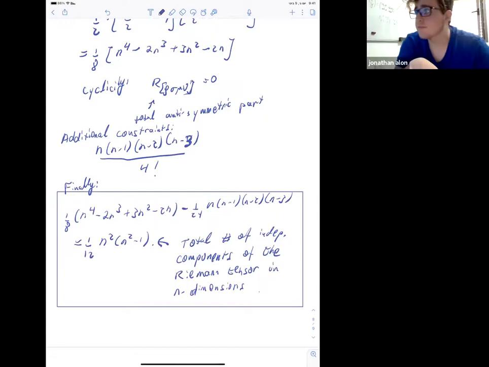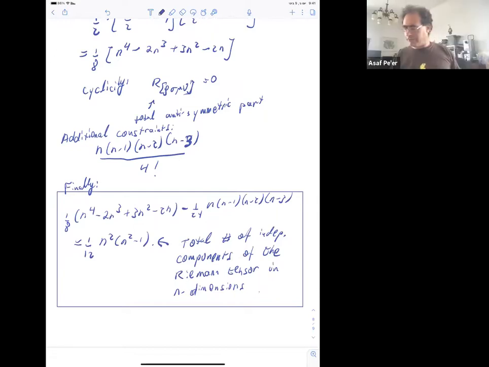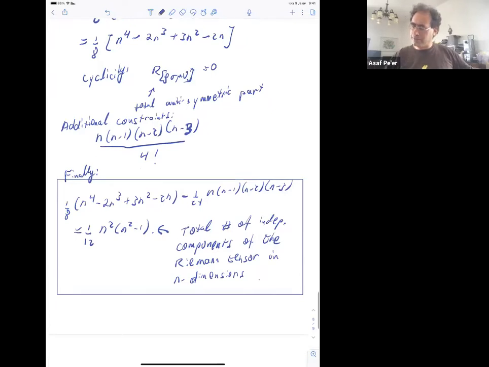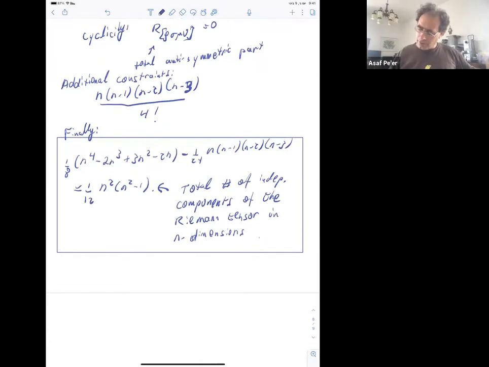Now I'm going to give you a few examples. We're going to discuss that, but before that, there is one more thing. There is one more identity. In addition to all these algebraic identities, there is one differential identity, which is quite important. So we have to go through it as well. And that's called the Bianchi identity.